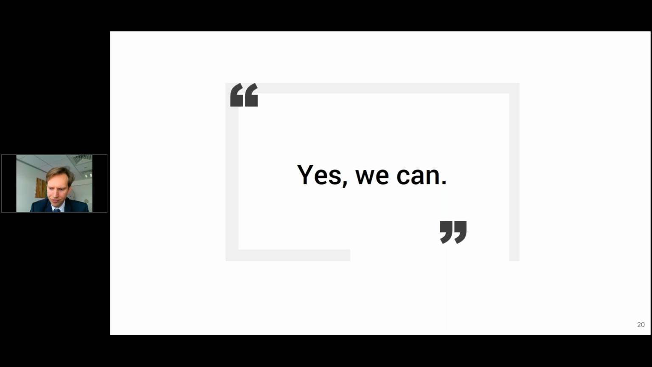On the other hand, I think we should not overestimate the complexity of this exercise. It's perfectly possible to do this exercise even for large portfolios of products.